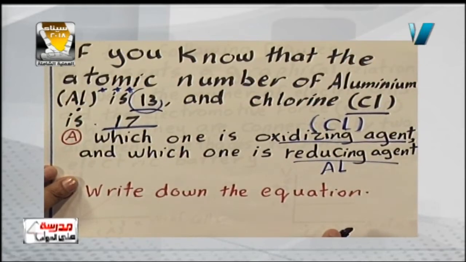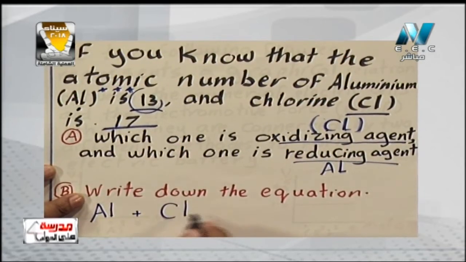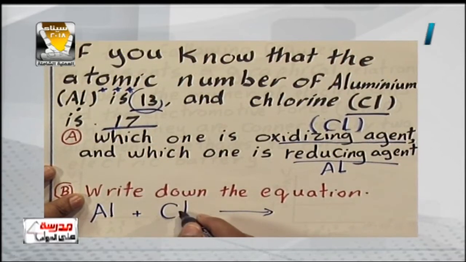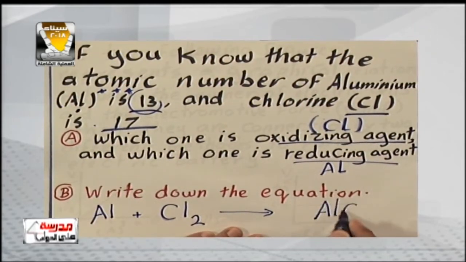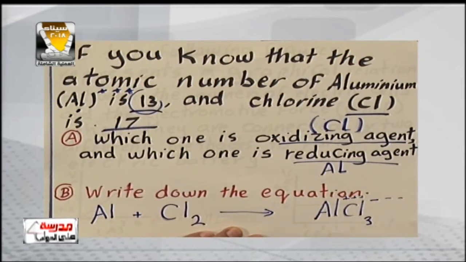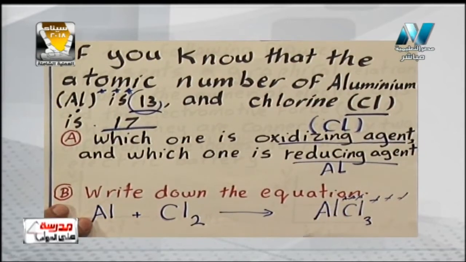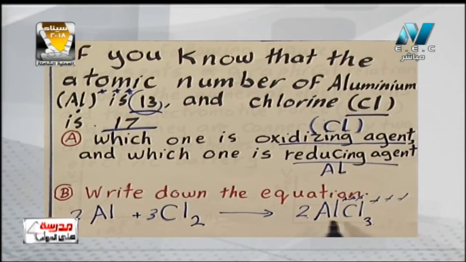Okay, number two, write down the equation. I must write here Al plus Cl, but Cl must be Cl2 because there is a covalent bond between these two atoms. And it will be AlCl, but it's not balanced. Al loses 3 and Cl gains 1, so I must put Cl3. But it's still not balanced, so I must write here 2. 2 here means 2Al, and 2 by 3, 6Cl, so it will be 2Al plus 3Cl2 to be 2AlCl3.